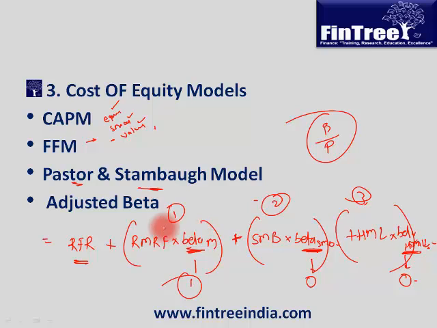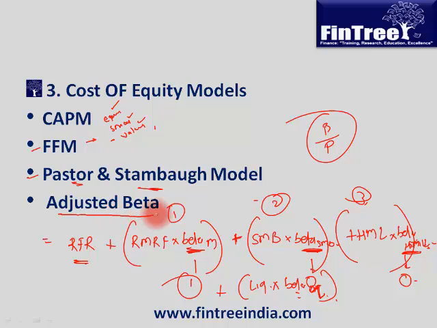Exactly the same FFM, we just add a 4th factor to it, which is liquidity premium into beta of liquidity. So we incorporate illiquidity of the stocks, add a premium to it, and then we have the Pastor and Stambaugh model. Are we good to move further? Higher than 0 means the stock is illiquid, and therefore you want to earn some premium there.